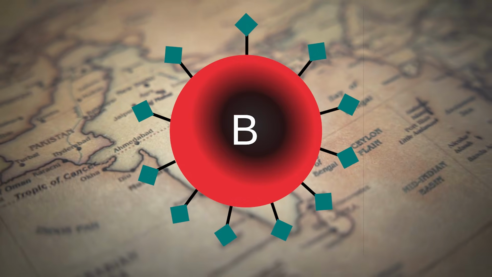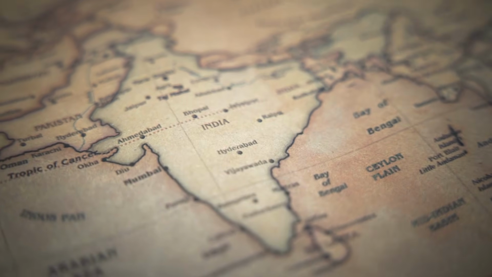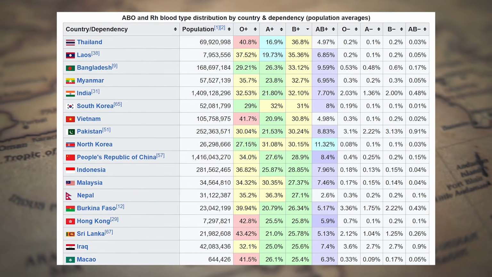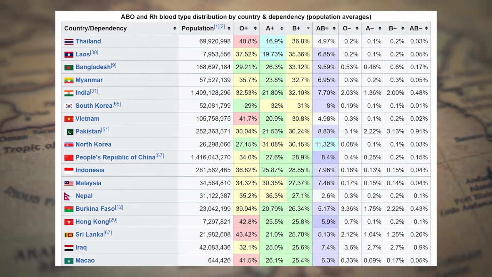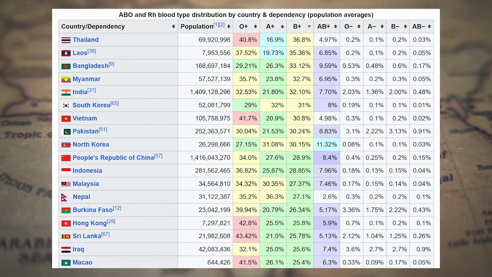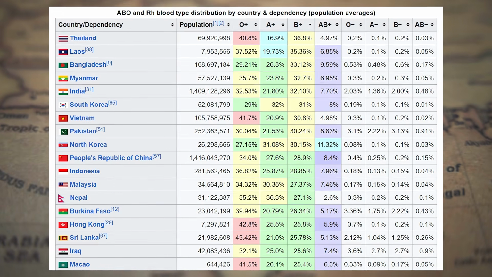But what about Asia? Well, when it comes to Southern Asia, type B dominates this region, and is very common in countries like Pakistan and India. If you look at this table sorted for B+, for instance, you can see that Southern and Southeastern Asian countries top the list. Rh negative in these regions is relatively uncommon though, typically between 3 and 8%.